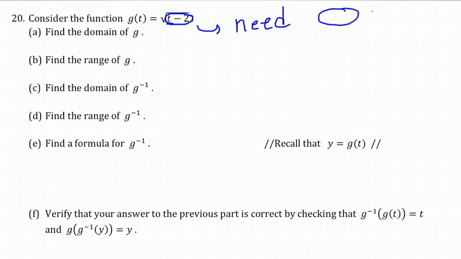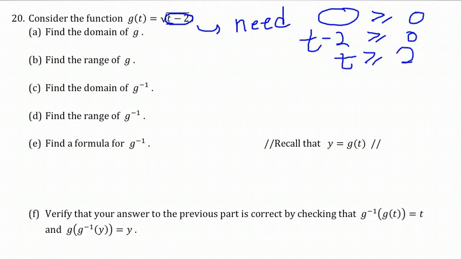Look at the formula, we know we can't take the square root of a negative number, so we need whatever's inside to be bigger than or equal to 0. We need t minus 2 to be bigger than or equal to 0, which tells us that t is bigger than or equal to 2. So that's our domain. If you want to write that with interval notation, it's 2 to infinity.